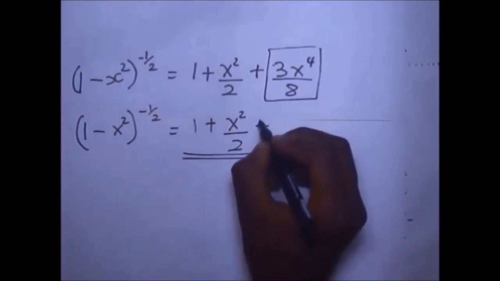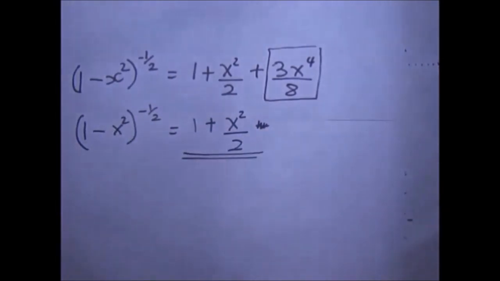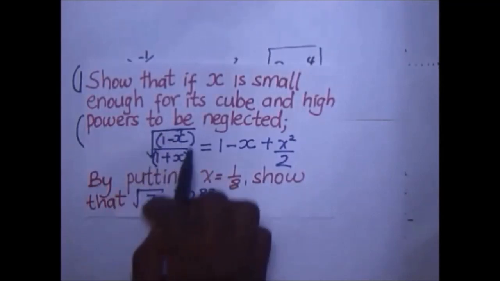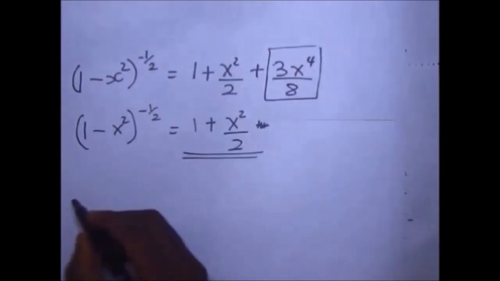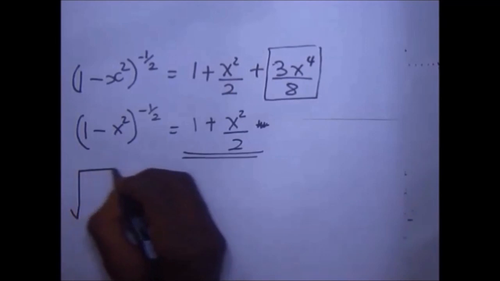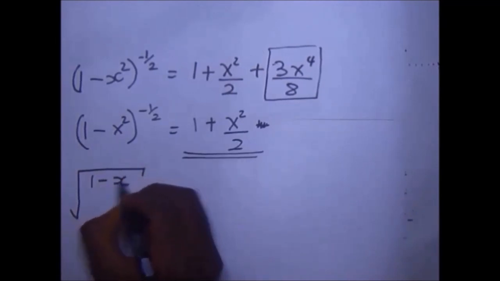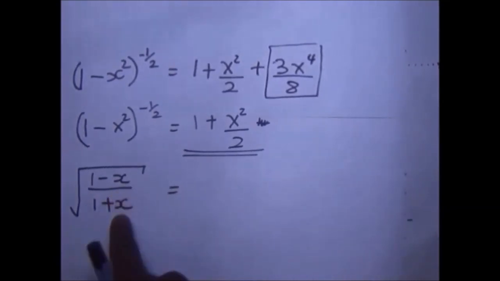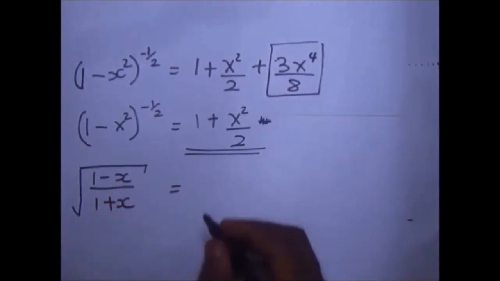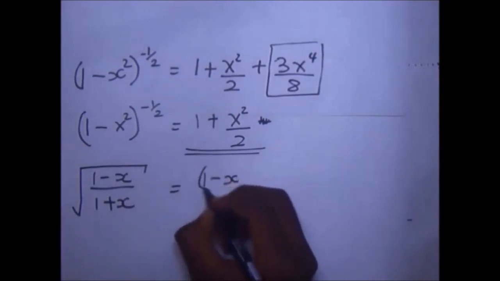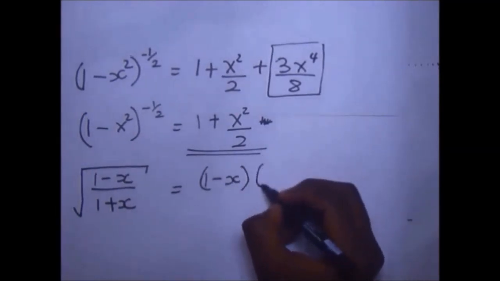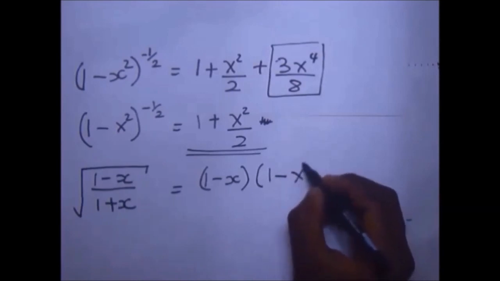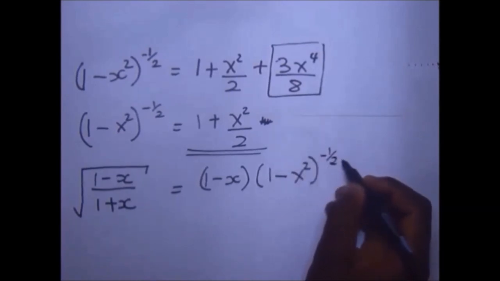So that is the expansion for this. Then going back to our original question, remember, we are trying to expand this. And from our previous working, it has been this, that (1 - x)/(1 + x). Now after rationalizing the denominator here, we ended up with (1 - x) into (1 - x²) to the power negative a half.